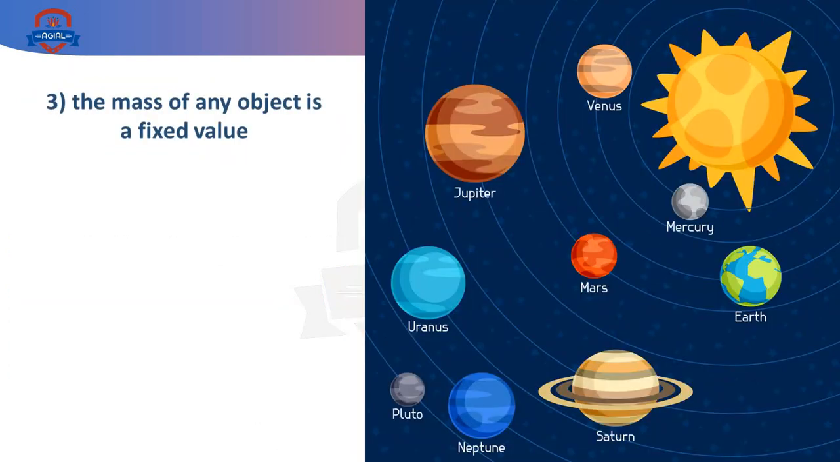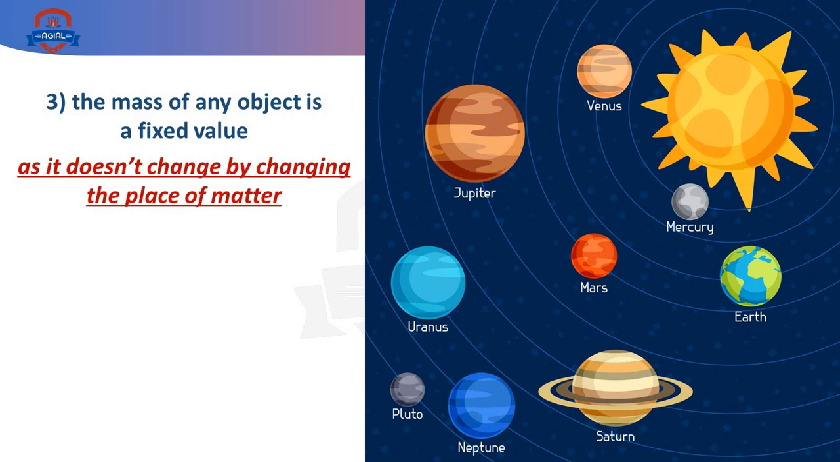The third property is that the mass of any object doesn't change by changing the place of matter. For example, as we know that we live on the planet Earth, and we measure the mass of the apple, which equals 2 kilograms. Now I will take the apple to planet Jupiter, and I will measure its mass. It will be equal to 2 kilograms. Till now, we finished the first part in our lesson. Let's see the next part.